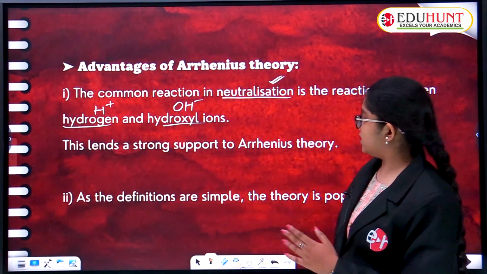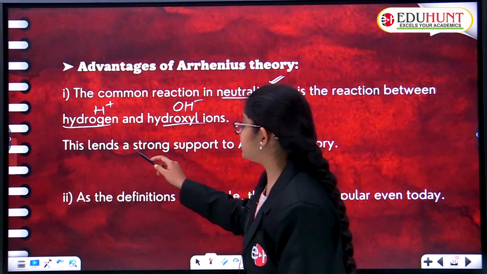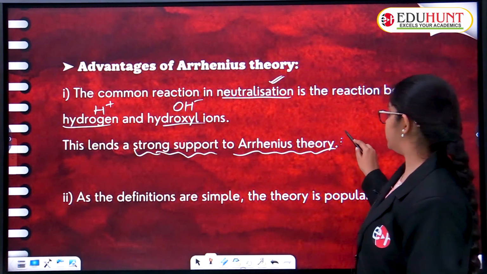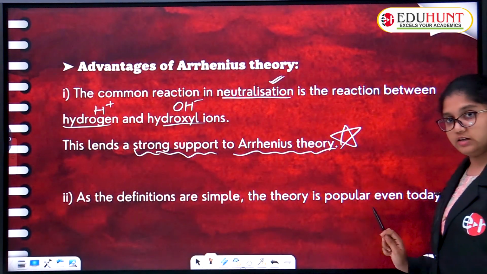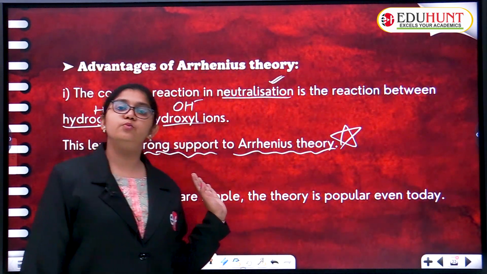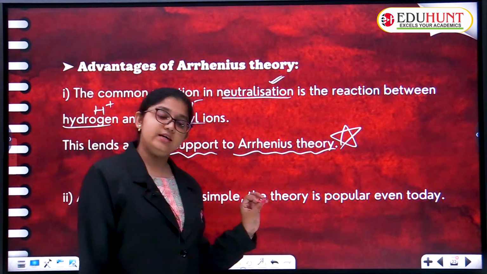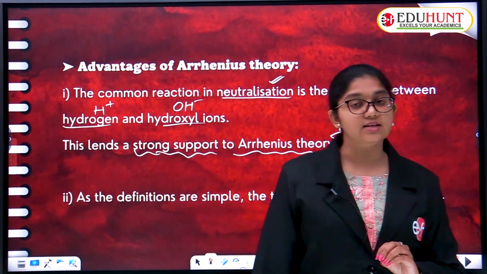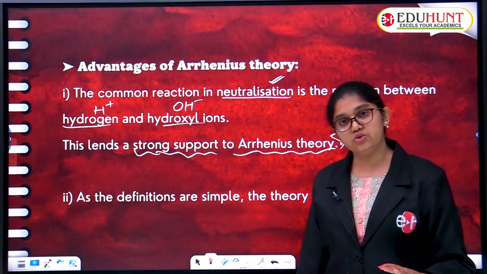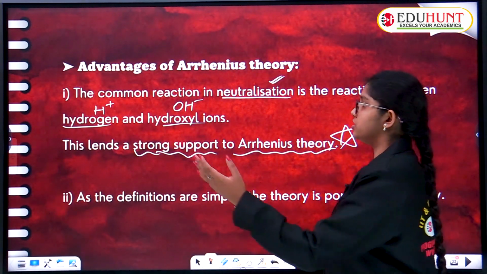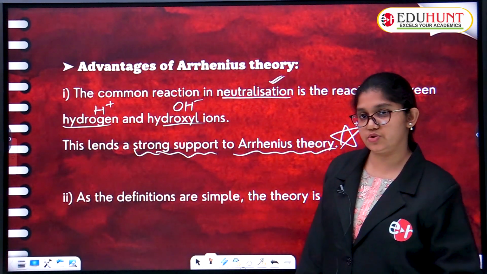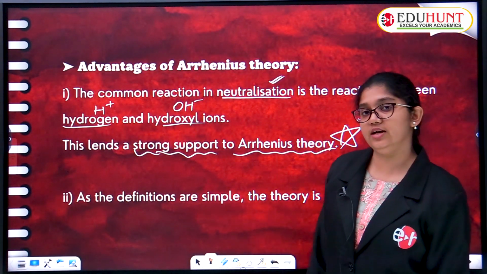Next, this lends a strong support to Arrhenius theory. According to him, this leads to strong support for this theory because he gave the definitions of acids and bases in terms of H plus and OH minus respectively. Based on that only, he derived the neutralization concept based on H plus ions and OH minus ions, with examples too. So that leads to strong support for the Arrhenius theory.